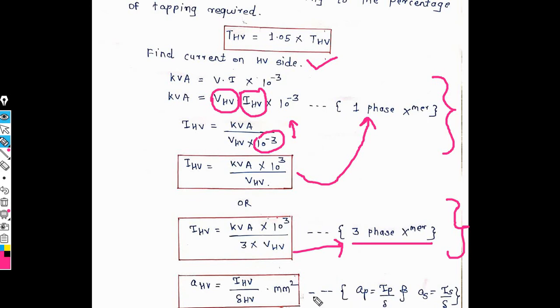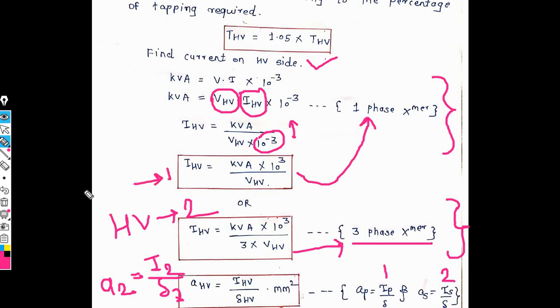Then same procedure for the high voltage winding area. That is AP is equal to IP upon sigma and AS is equal to IS upon sigma. This is for the primary winding and this is for the secondary winding. Then for the high voltage winding, A2 is equal to I2 upon sigma. This is the formula for A2, where 2 means high voltage winding and 1 means LV winding. Now these formulas are very important to solve problems based on single phase transformer and three phase transformer.